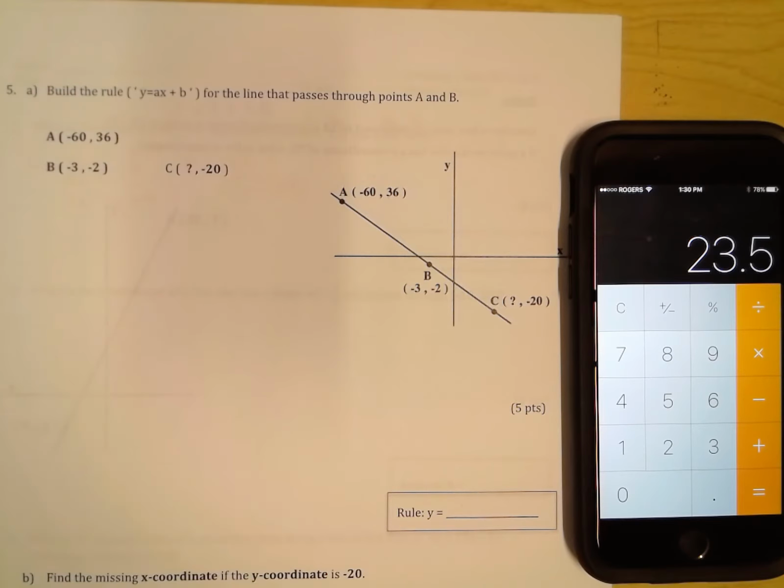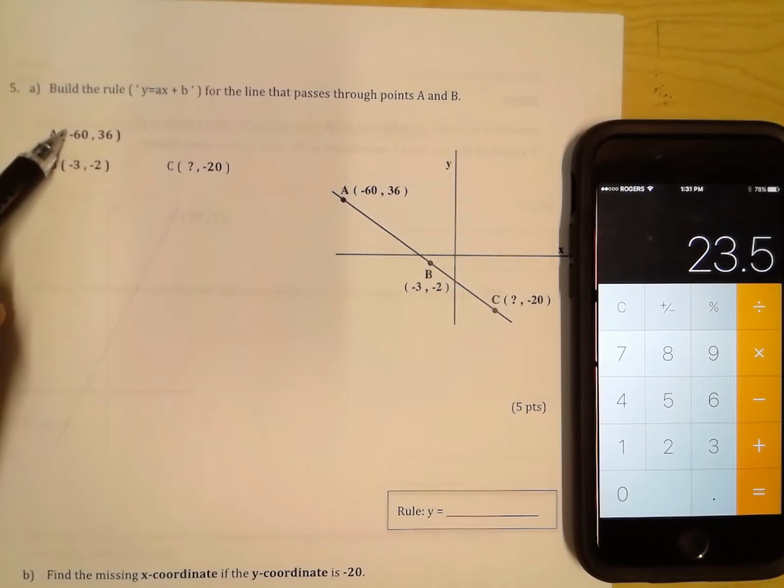Alright guys, so practice quiz 1 for working with y equals ax plus b, or the equation of a line. Last question, number 5. We're almost home free. And once again we're going to be working with that general rule, and we've been asked to build the rule for y equals ax plus b for a line that passes through the points A and B. So just like last time, we've been given 2 points and we're being asked for the rule.